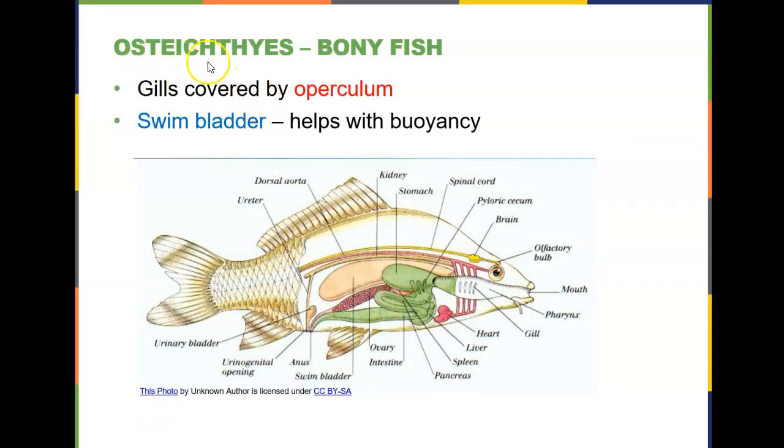So let's move on to Osteichthyes, which are the bony fish. The bony fish have a skeleton made of bone instead of cartilage. They also have a bony covering called an operculum. It's not shown in this picture because we're not seeing the outside of the fish, but here we have the gill structure, and outside of that would be a bony covering or a flap called the operculum that helps protect the gills. This is not present in the Chondrichthyes.